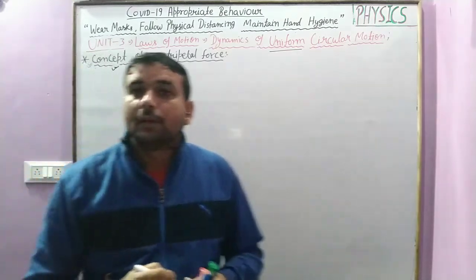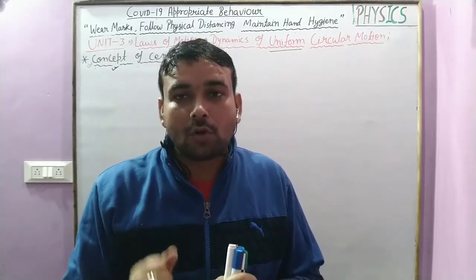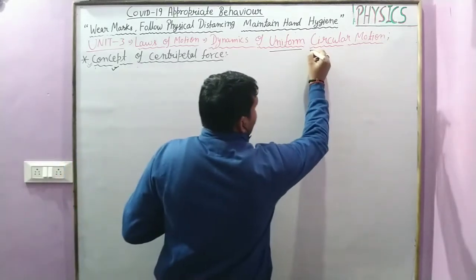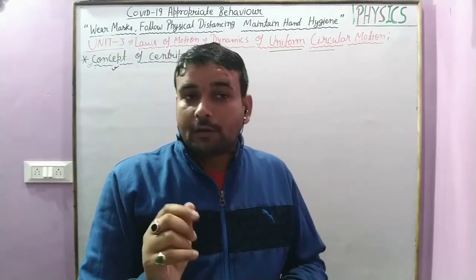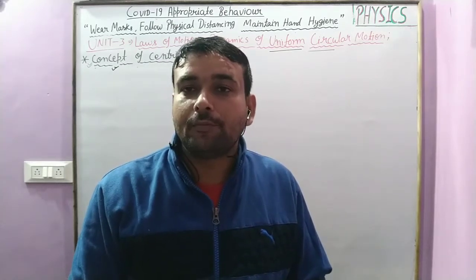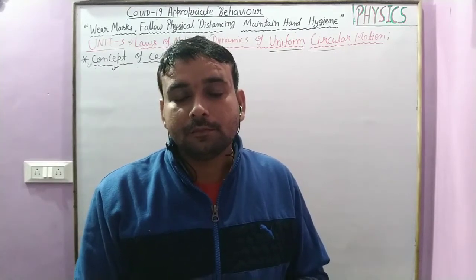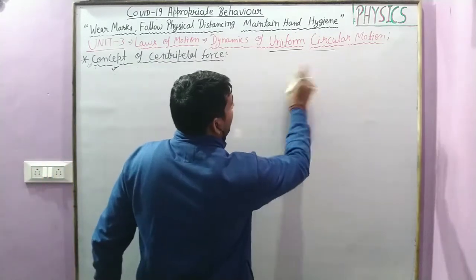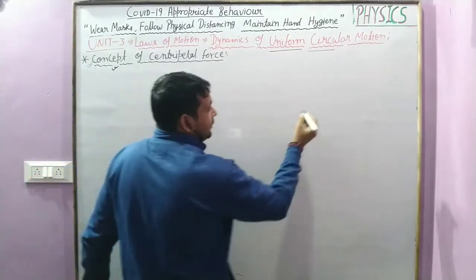As you know, a body is said to be in uniform motion if its speed is constant throughout the motion. Clear? Now, the second part is circular motion or uniform circular motion. A body is executing a uniform circular motion if its speed is constant in the circular path. Clear? Now, how is it possible that a body is moving in the circular path? Let us understand.